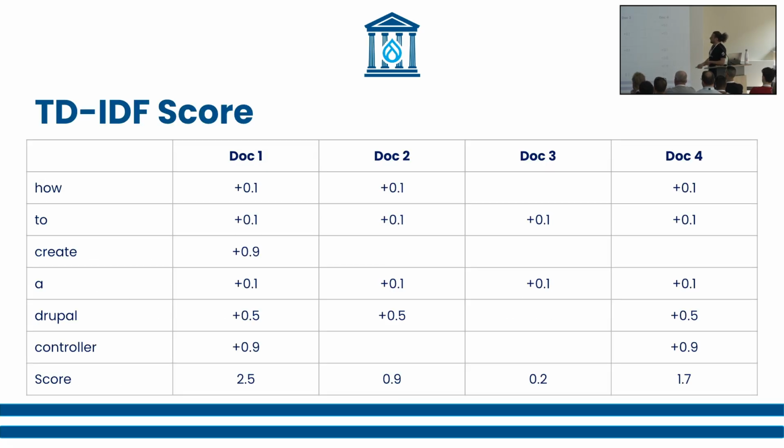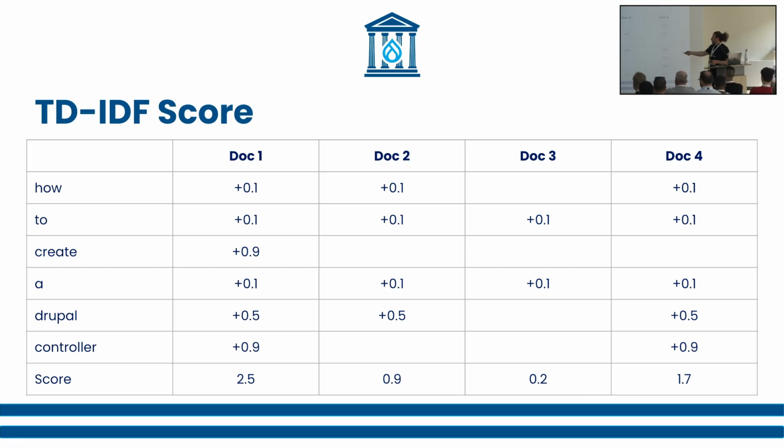At the end, we'll have something like this, where the word "controller" gets 0.9 here and here. The word "create" as well gets 0.9. And the words like "how" and "to" get around 0.1. So at the end, with the score, we have 2.5 for document 1, which contains create, Drupal, and controller, so it will be really related to the query. And then document 4 is 1.7, even though it hasn't got "create", but it has Drupal and controller, so it's talking about the controller.